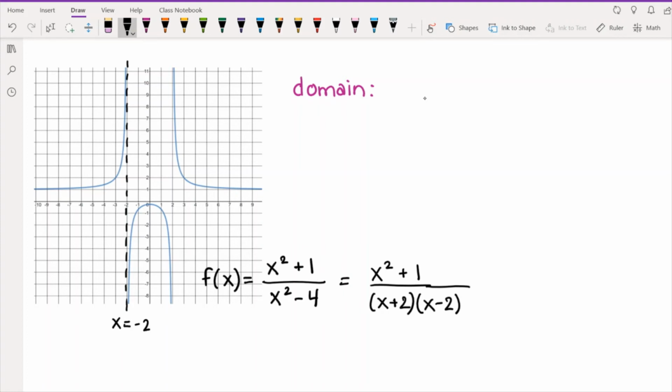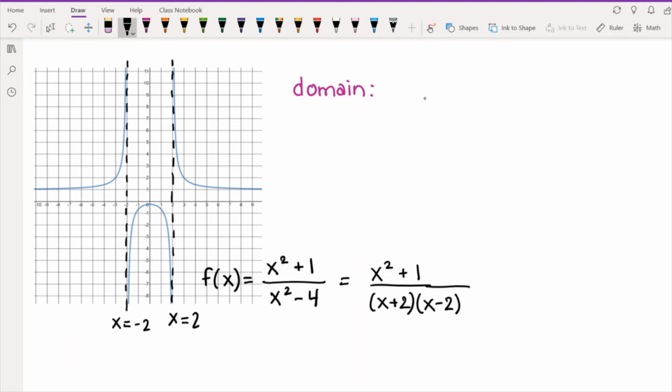And so that's how we can tell from the graph that negative 2 is not actually part of the domain, right? Because there's this split in the graph that happens at negative 2. And then we can see that the same thing happens at positive 2. The graph also has this split, right? It doesn't actually touch an x value of positive 2.